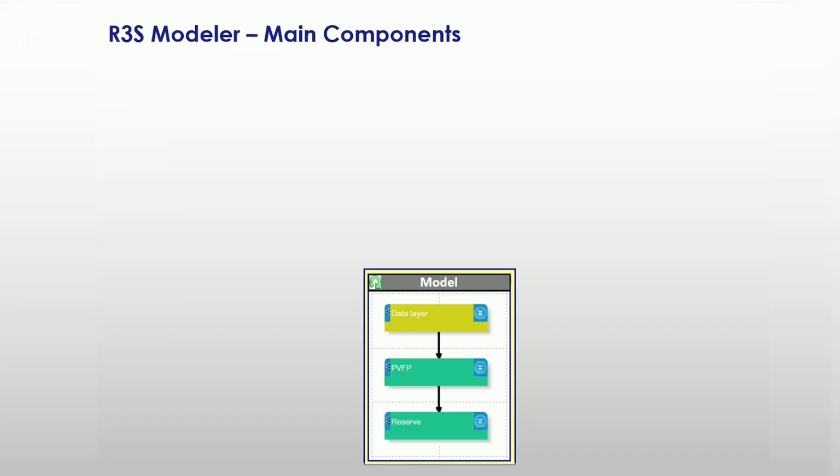R3S Modeler's main components. The model serves as the central framework linking all components. In the example shown, the top layer, PVFP, calls a reserving projection from the reserve layer, which performs the reserve calculation. The reserve itself is calculated through a dedicated projection within the reserving layer. The possibility of having separate layers makes Modeler very flexible, as we can separate out calculations into different projection layers.